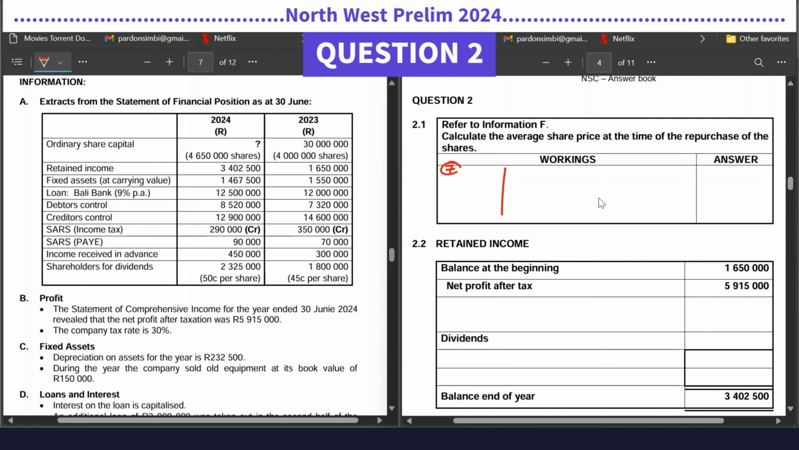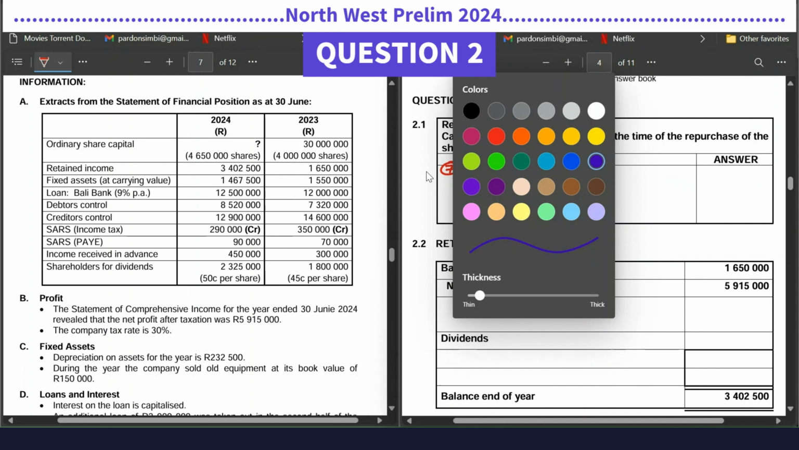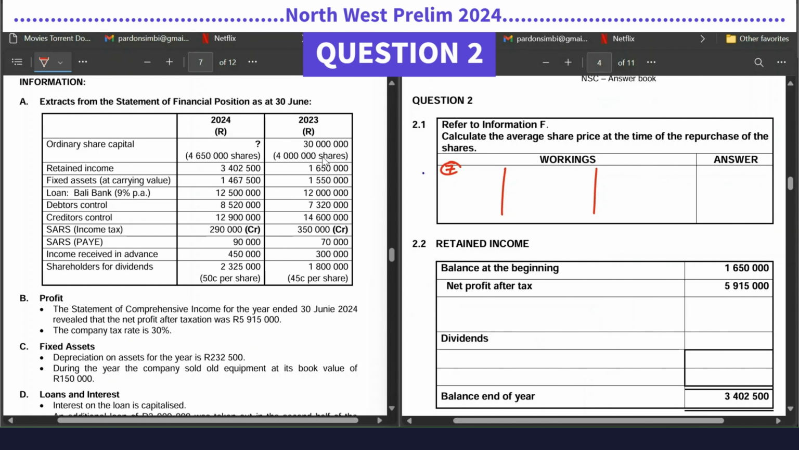And then let me say at the beginning, ordinary share capital, it was 30 million. I'm in 2023. I have 30 million here. So I'm going to come and say 30 million at the beginning. At the end, we're not given, but at the beginning, we're told that the shares were 4 million. So at the beginning here, it was 4 million like that. And then at the end, it is 4,650,000.